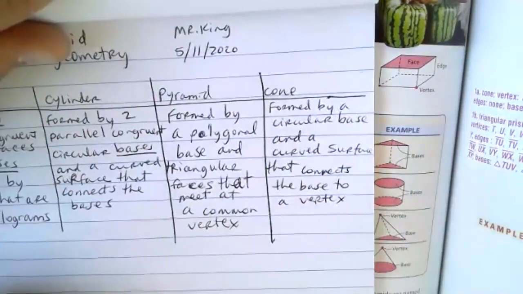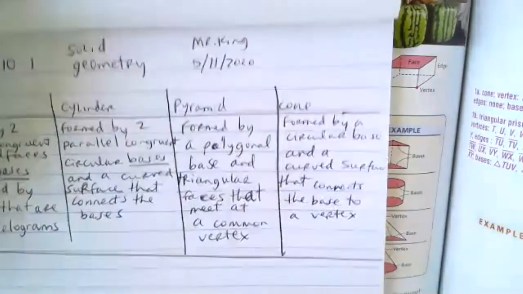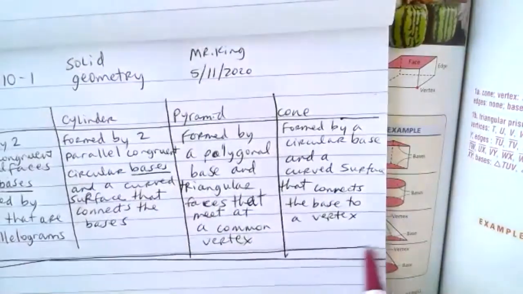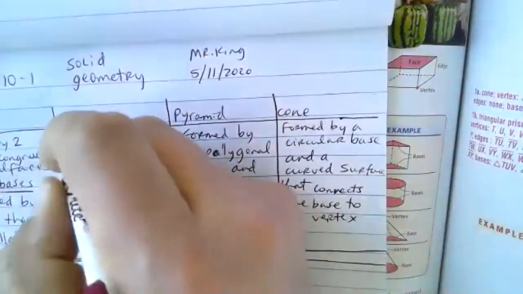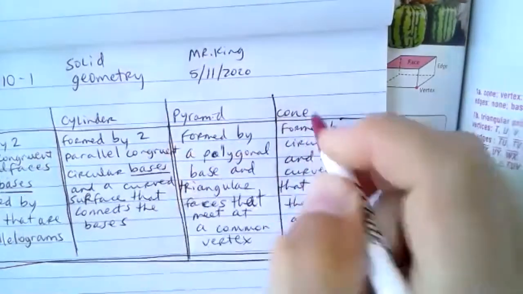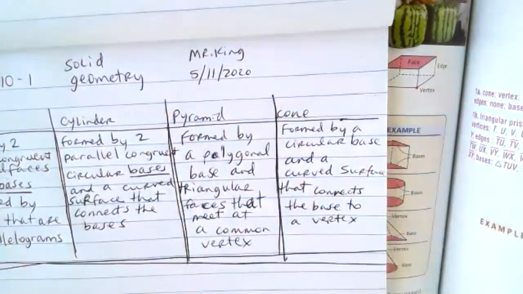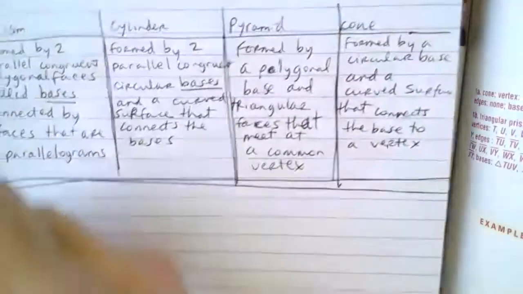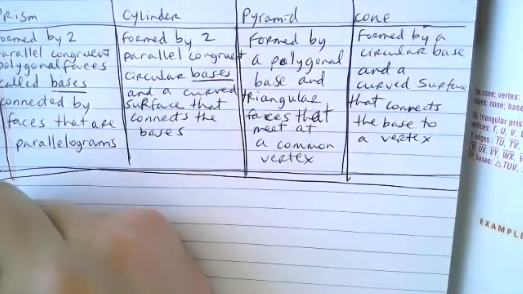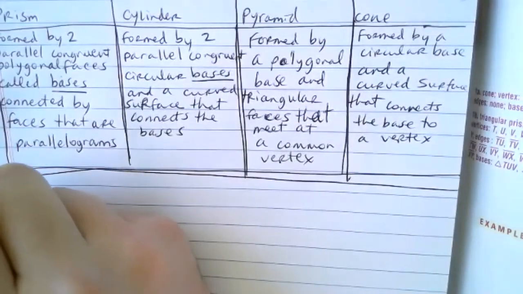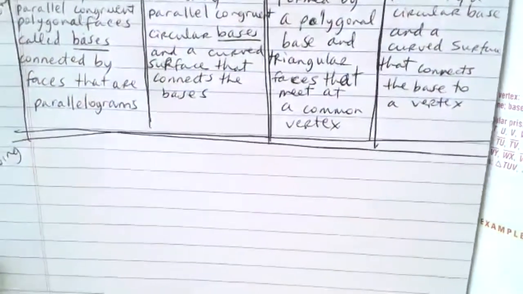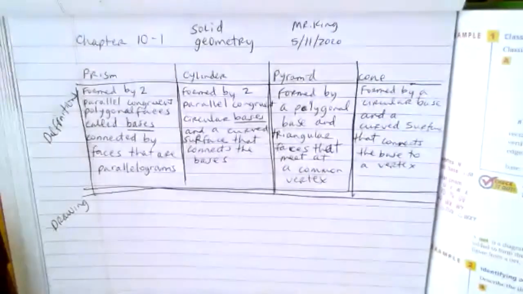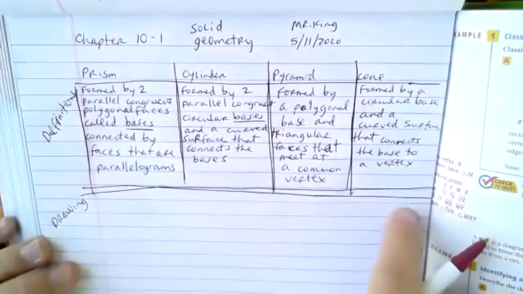Okay, so now at this point, I'm going to draw a line here because the definitions are done for all 4 of these items. We know what they look like. We did not draw them. Let's go ahead and try and draw them. Let's do a drawing of each one now, okay, using the definition. So I'm going to back this up so you can see what my notes look like so far. So we're going to do a drawing now of each one of these.